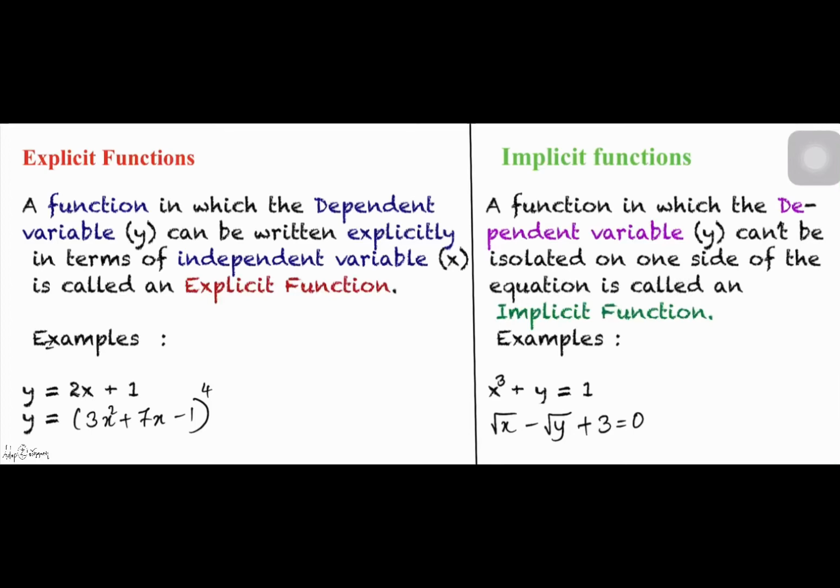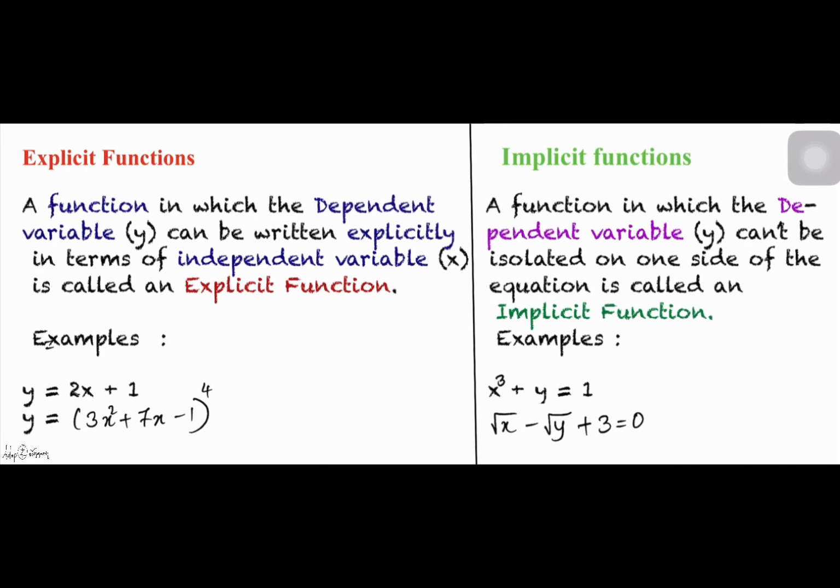An explicit function is a function in which the dependent variable can be written explicitly in terms of the independent variable. As the definition says, you can see that a variable is isolated and it is defined by another variable. So those kinds of functions are known as explicit functions.